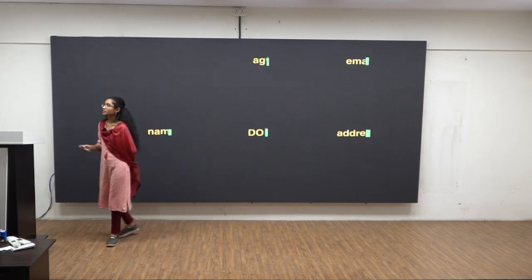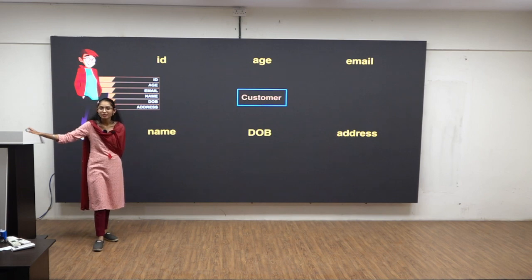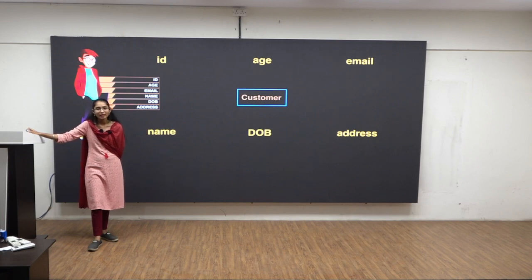And when we talk about this customer, can you see all these attributes that can be present for the customer? Properties can be present. A customer can have an ID, age, email, name, date of birth, address. So a customer can have all these properties. And these properties, technically, we call attributes. Basically, an attribute is nothing but a property that describes your entity.